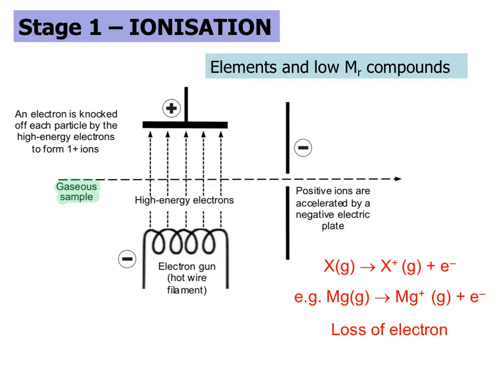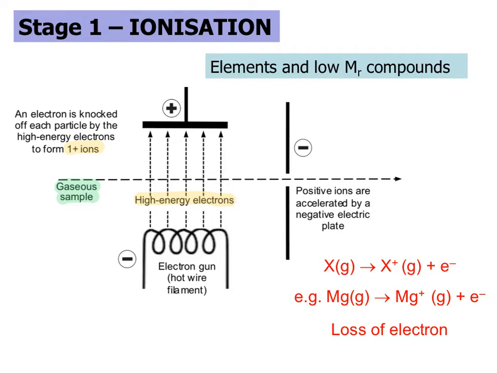In most of the molecules or atoms that we'll be considering, the way that we ionize that particular particle is by firing high energy electrons at it. So there's something called an electron gun, which is simply a sort of hot wire filament, and that fires high energy electrons at the sample, and in doing so it knocks off an electron from each particle of that sample, and we create 1+ ions.